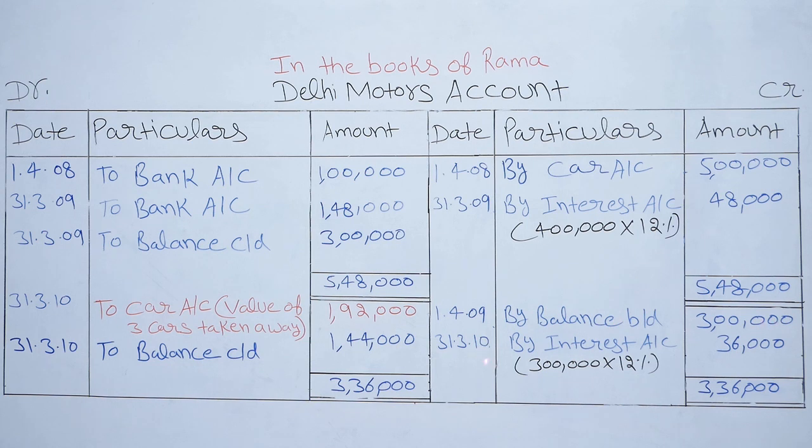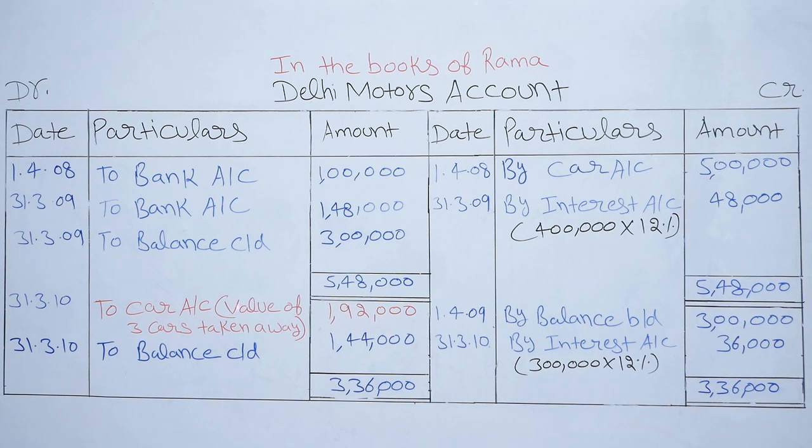31st March 2010 by interest. Now we will charge interest on 3 lakh, as 1 lakh rupees we have paid on 31st March 2009. So the balance amount is 3 lakh. So 3 lakh into 12%, then we get 36,000. 31st March 2010 to car account, value of 3 cars taken away 1,92,000.